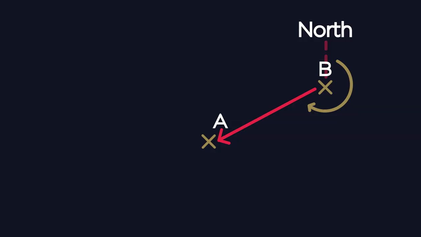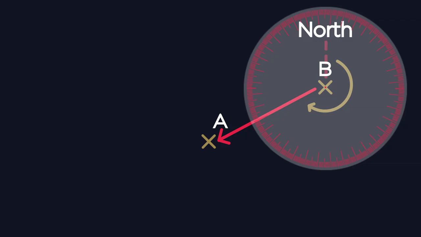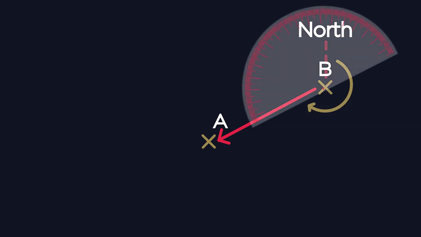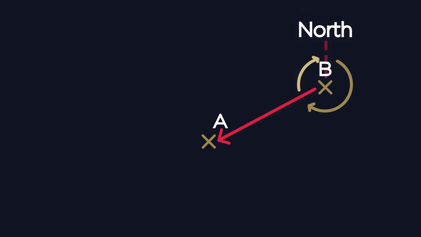remembering to move clockwise. If you do not have a 360-degree protractor, you can measure the smaller missing angle, then subtract this value from 360. For example, if the missing angle was 110 degrees, then the bearing of A from B will be 360 degrees minus 110 degrees, which equals 250 degrees.